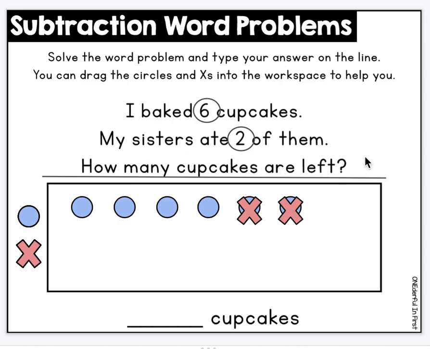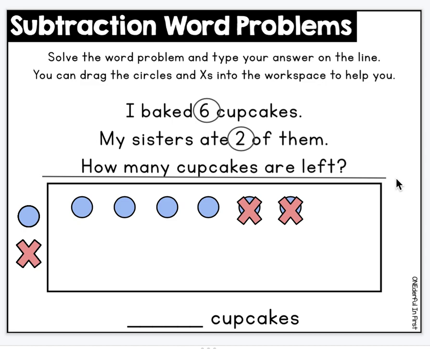I am trying to see how many cupcakes are left. Okay, let's see if we can solve it. How many cupcakes are left? If you said 4 and you counted 1, 2, 3, 4, then you correctly solved our problem. 6 minus 2 equals 4. 1, 2, 3, 4.